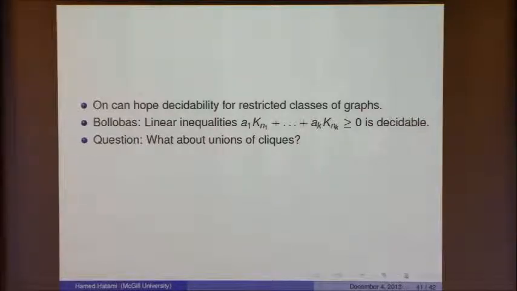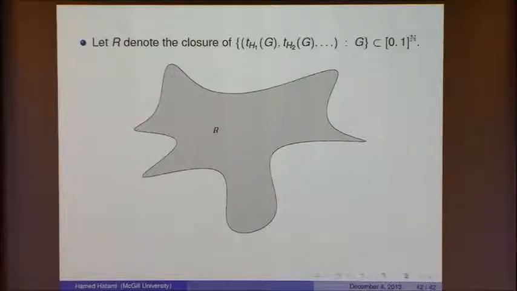Maybe the next class one wants to look at is polynomials involving clique densities, which corresponds to linear inequalities involving unions of cliques, right? Polynomials means just taking disjoint unions. So instead of cliques, I'm allowed to put the unions of, say, triangle, edge, and so on. Is that decidable? Probably no, but I don't know any way of proving it.